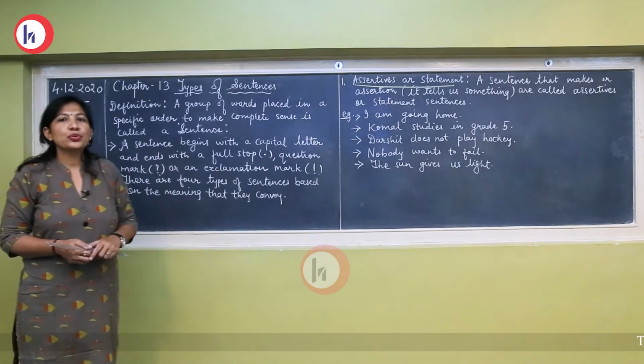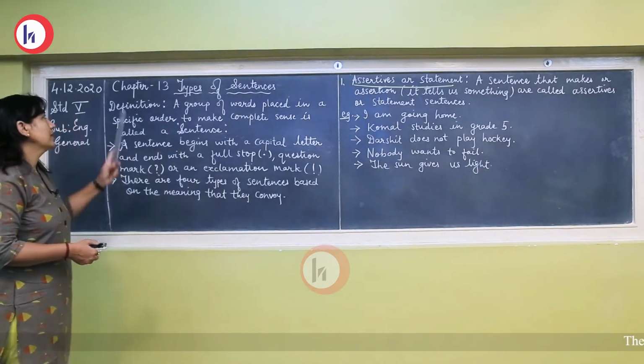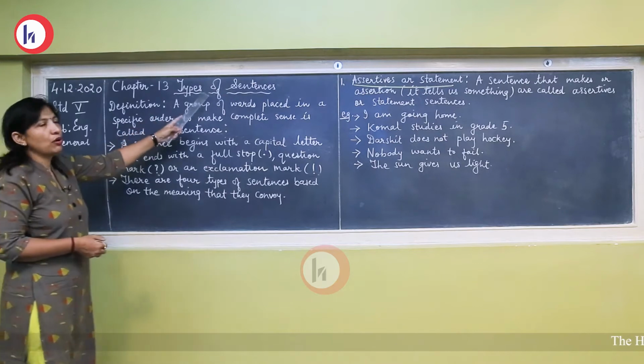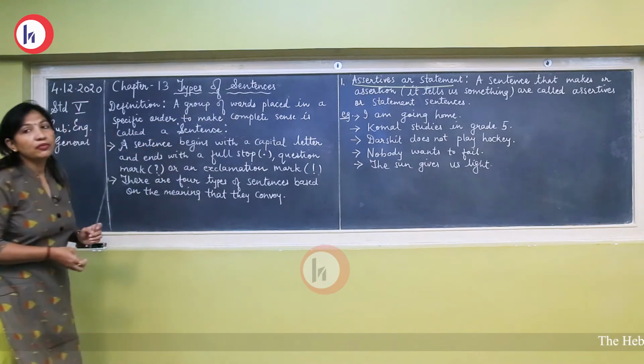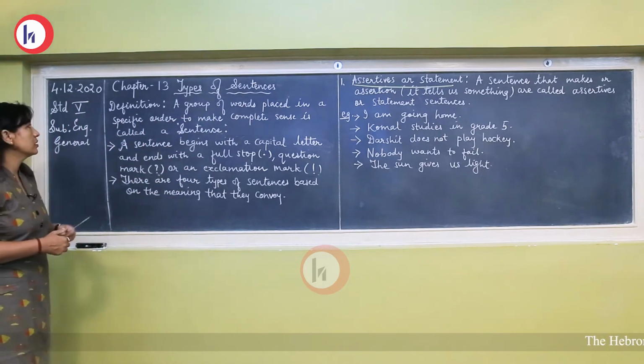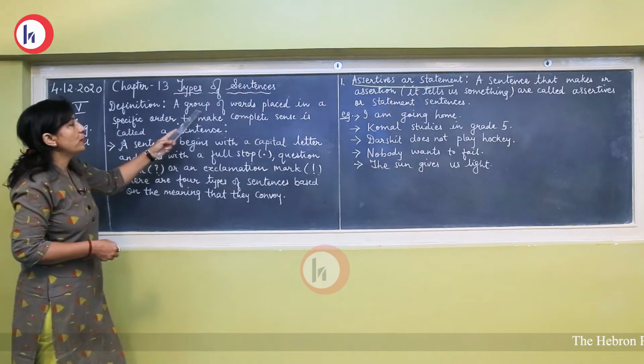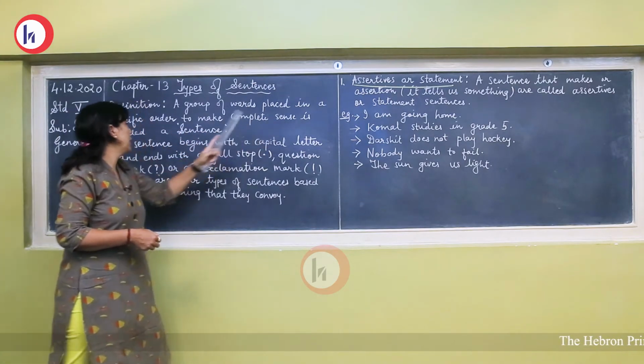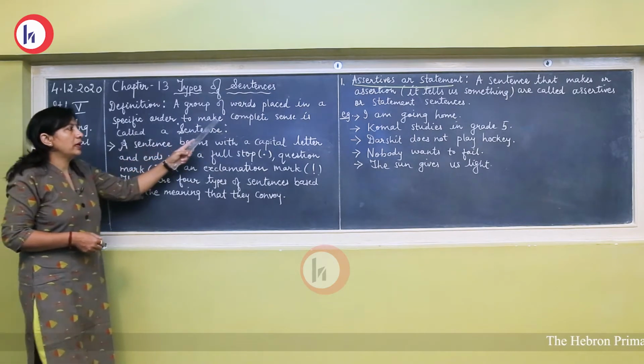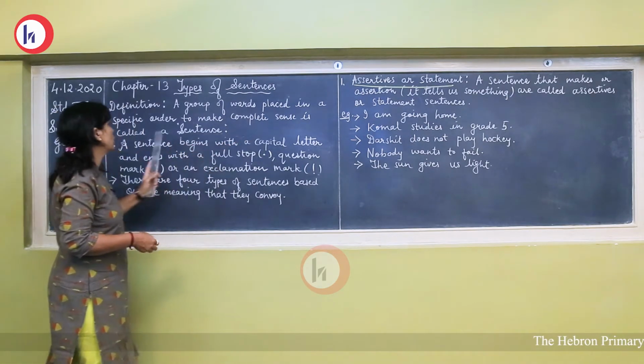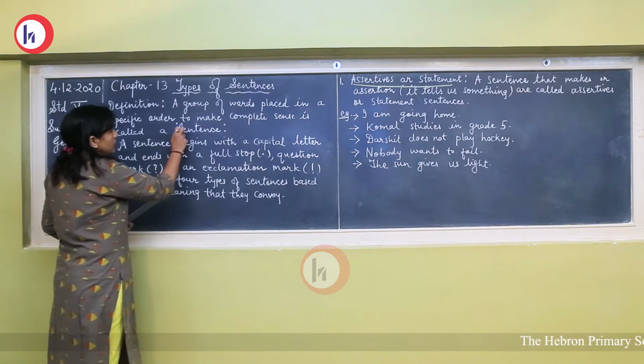Hello everyone. Today we will start with our next chapter, chapter 13, types of sentences. We'll see first the definition of the sentence. Definition: a group of words placed in a specific order to make complete sense is called a sentence.